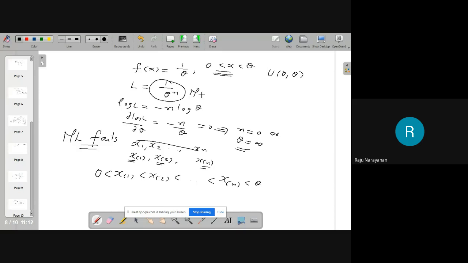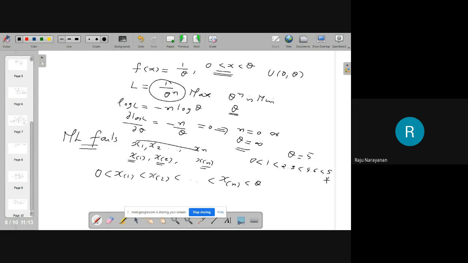This should be maximum. This is maximum when theta raised to n is minimum, because it is in the denominator. Theta raised to n is minimum when theta is minimum. What is the minimum value that theta can assume? Suppose theta is 5. The observations are like 1 less than 2.3 less than 4.6 less than 5.